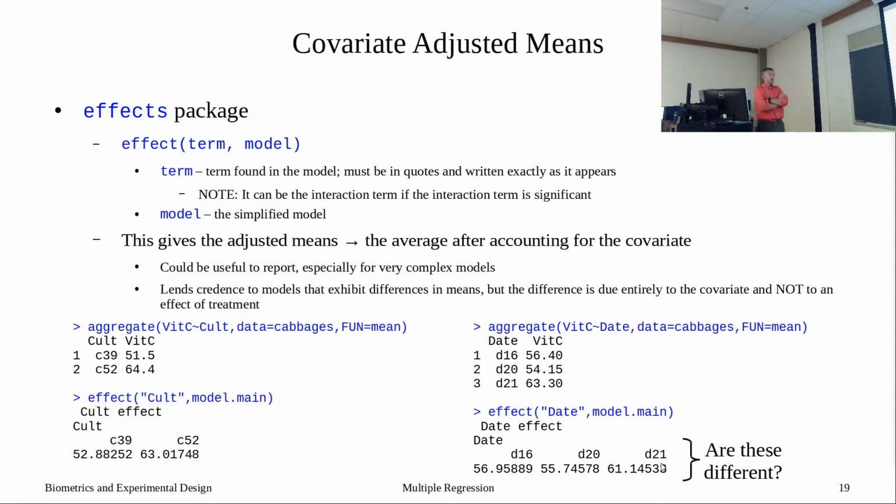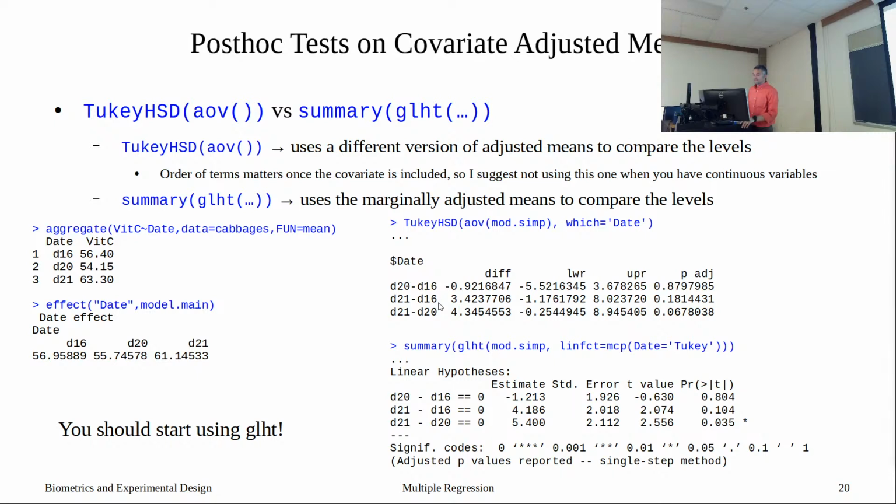So the question I have: are these values different? Are 56, 55, and 61 significantly different from each other? We know a difference exists, right? How do we find out which ones are different? I've got the summary, the GLHT, but Tukey's can work. Actually, the appropriate one is to use the GLHT.